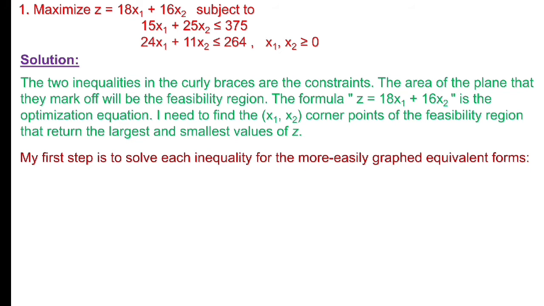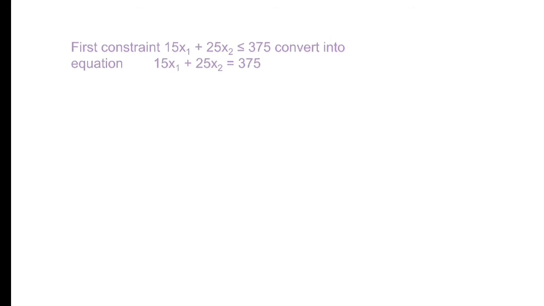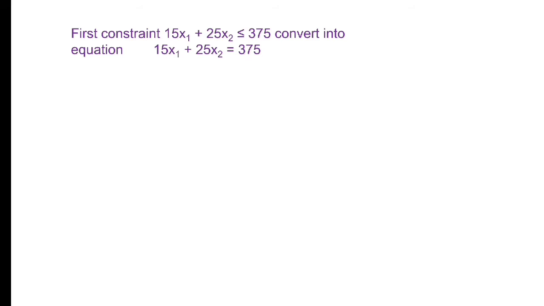First step is to solve the inequalities into more easily graphed equivalent forms. Here the inequality is written in equation form: 15x1 plus 25x2 equal to 375. This is the first constraint we considered. In that we put x1 equal to 0. Always, for the first variable we put 0, and we find the second variable's value.